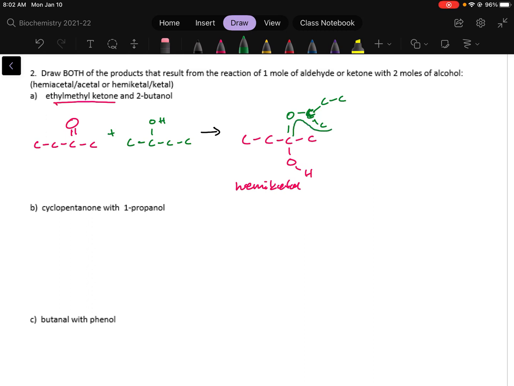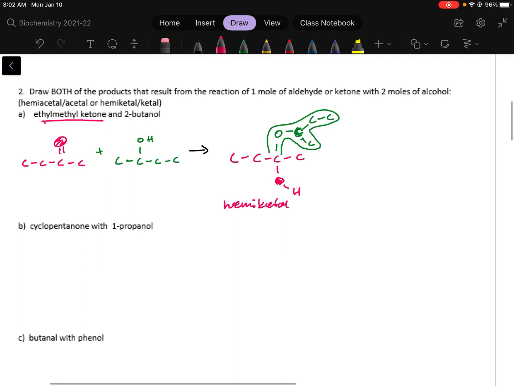If it helps anything, I'm going to draw this. It kind of ends up looking like a lobster with an oven mitt. That's what these end up kind of looking like. So there's our hemiketal, 1 ether, 1 alcohol, and then 2 carbons attached to that carbon that was once part of the carbonyl carbon. And if it helps any, we can kind of color code this as well. That's if we react 1 mole of ketone with 1 mole of alcohol.